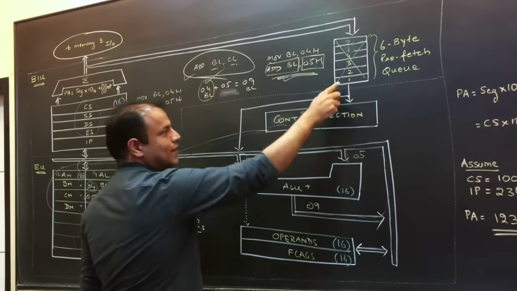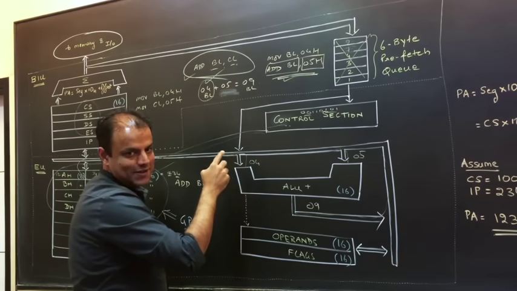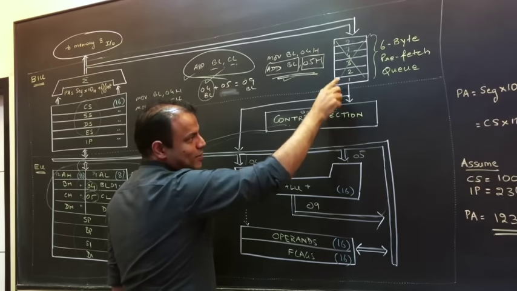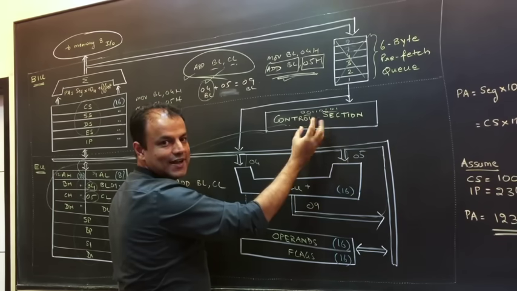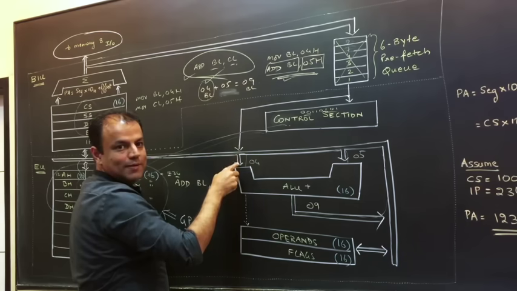That is why there are 2 lines drawn over here. I want you to understand the whole diagram, so I'm doing all this. What is coming over here? The opcode, so that it can get decoded. What is coming over here? The operand, so that it can take part in the operation.